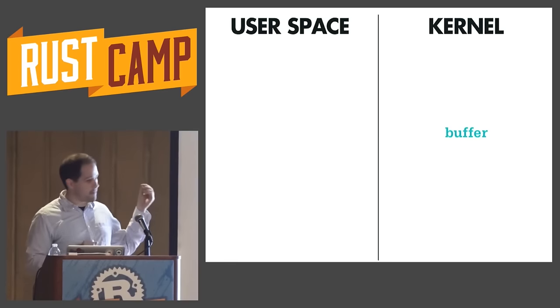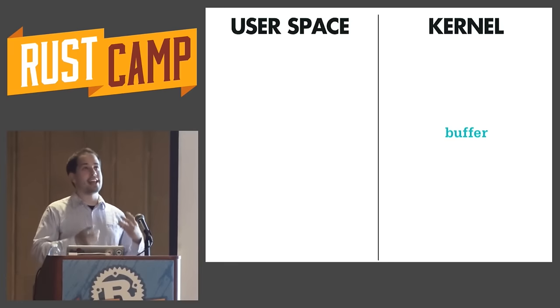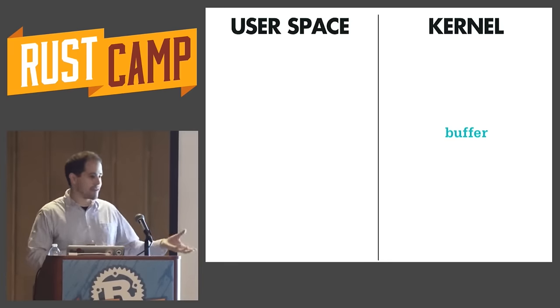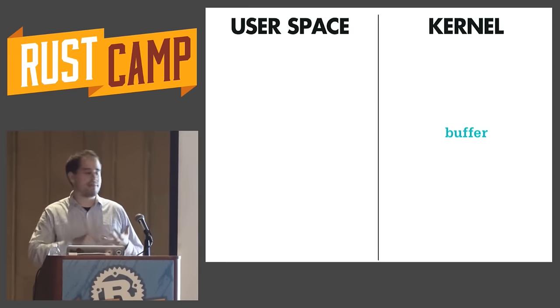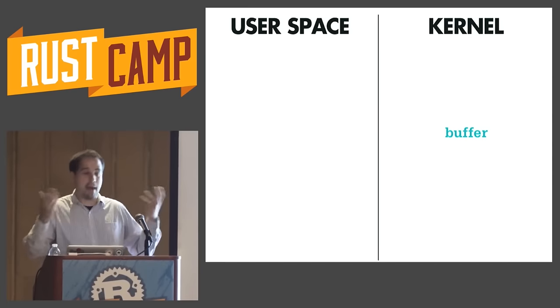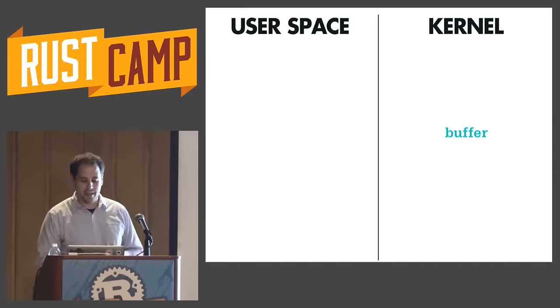First thing that happens is that buffer, the ownership of it, gets passed to the kernel. So in C land, you will still have the pointer to that buffer, but you can't free the memory, you can't read from it, you can't write to it. Obviously, bad things will happen. This is what Rust protects you from.